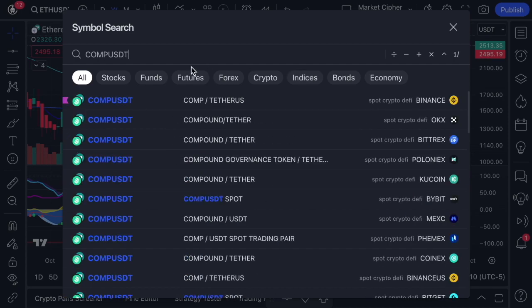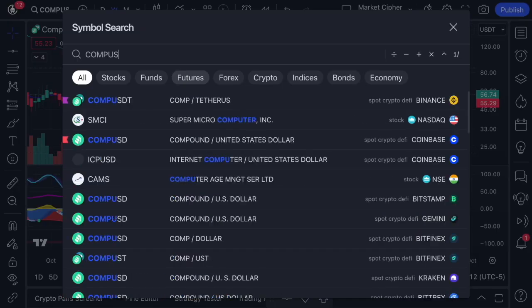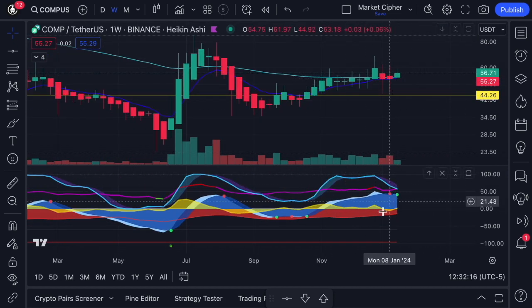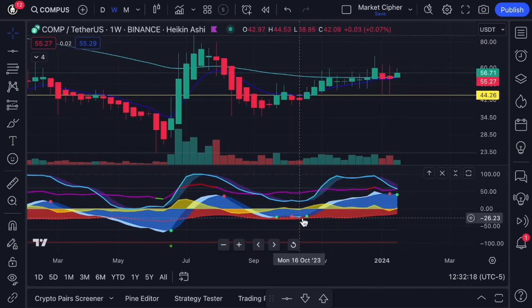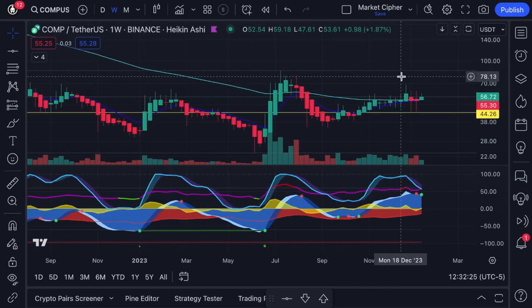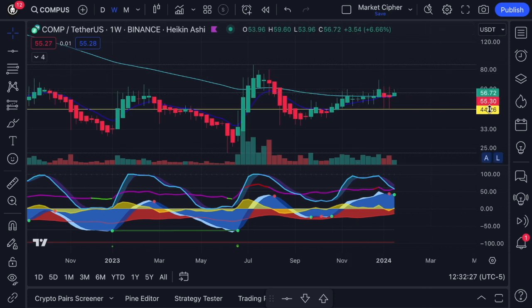So when you go back to Comp here, okay, we're buying right at it right now. And yes, we're getting the green dot. It's not way down here on Market Cipher like we like to see it, but it's still a green dot. That is still a reversal candle off of the 50-week moving average. So again, set your stop loss at 44.